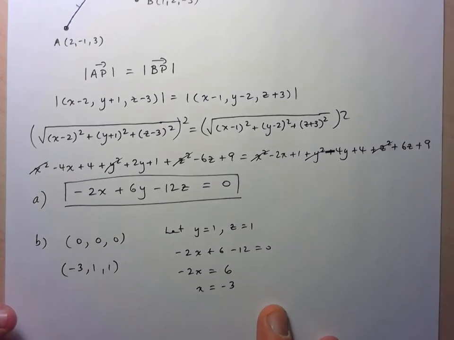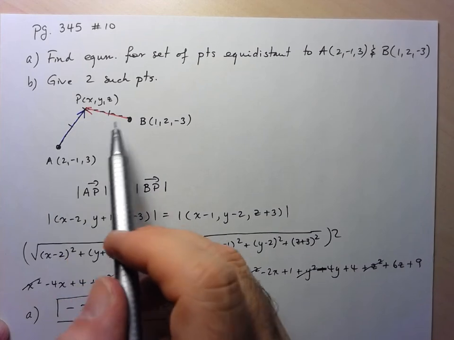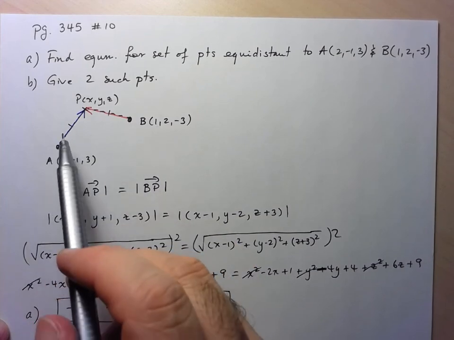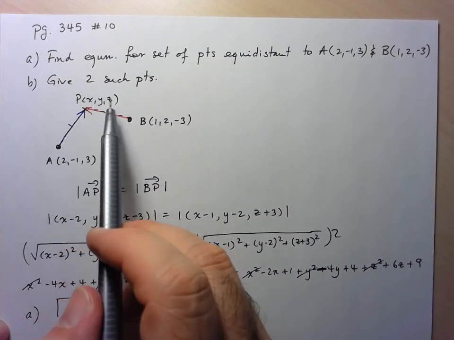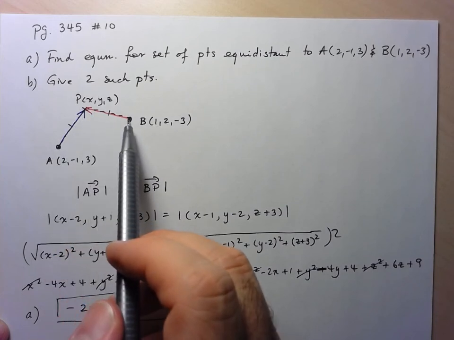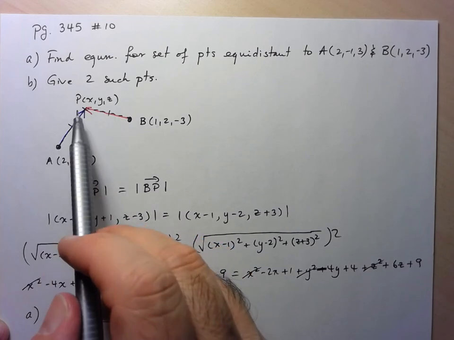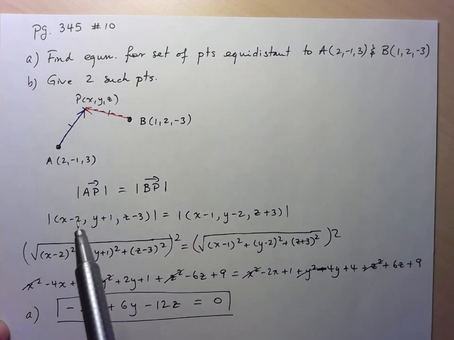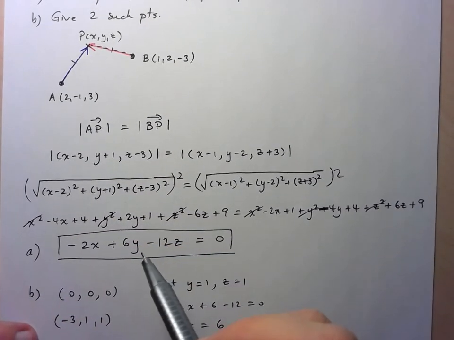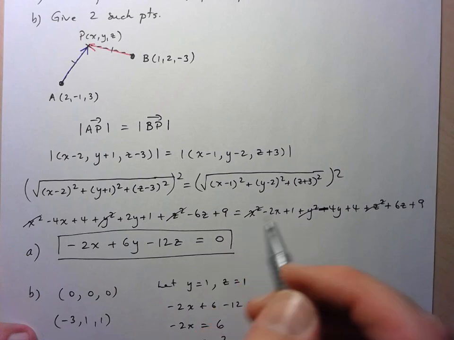Just to do a quick recap, step number one was to set up the problem. I have 2 points and I'm looking for other points, so I pick some random one such that the distances are the same, but I see the distances as the magnitudes of these vectors. And then from there I just use my definitions to get to as simple an equation as I can. That's it for this one.